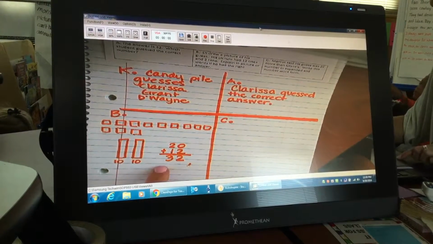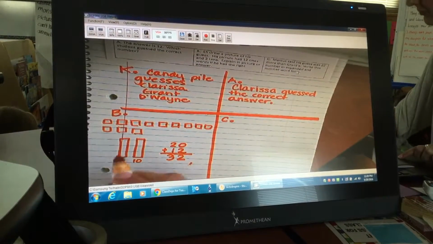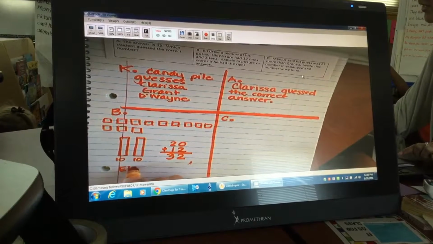Did Eli's picture match Clarissa's guess? Yes. Eli's picture is a match.